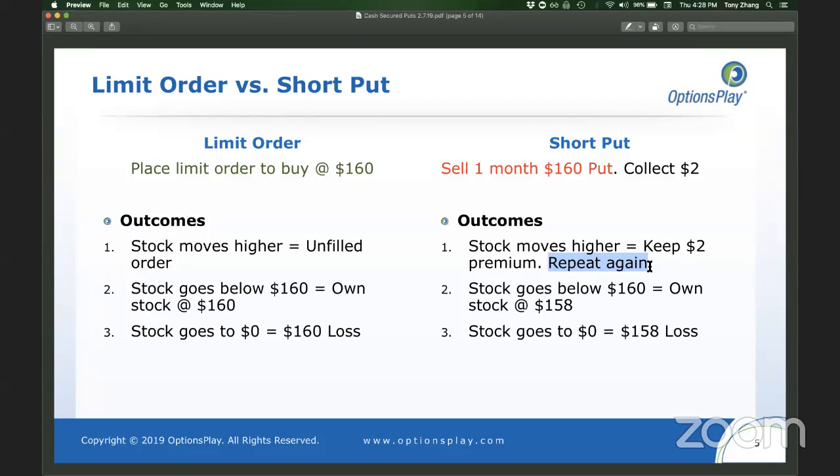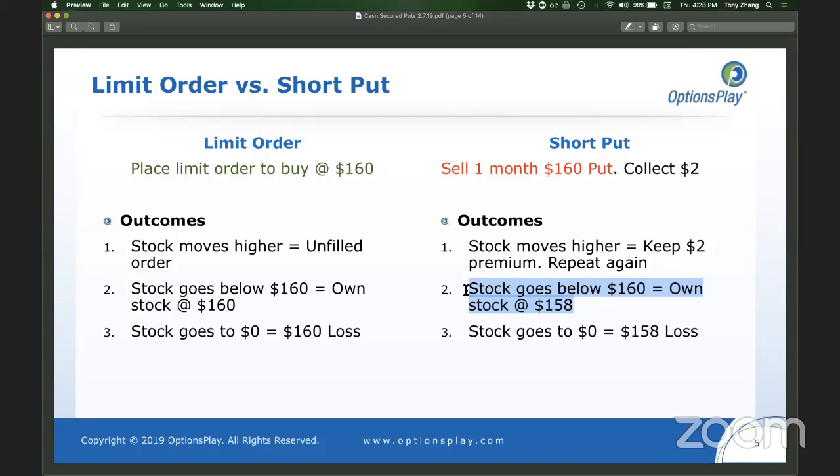If the stock goes below 160 between now and expiration, on the limit price, you own the stock at the limit price. Perhaps you get a few cents of price improvement from your market maker or your brokerage firm, but for the most part, you own the stock at the limit price that you asked for. Conversely, if you sold the cash secured put and the stock goes below 160 at expiration, you actually own the stock now at $158 because you've collected that $2 premium. You get effectively a $2 discount from owning the stock at 160.